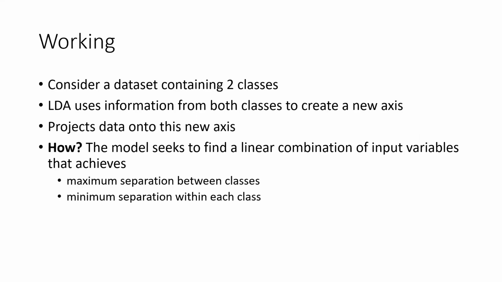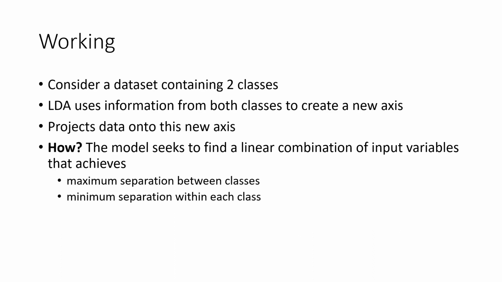So just a small illustration of how this works. For an example, consider a data set containing two classes. It could be something like 1 or 0, male or female, or yes or no. What linear discriminant analysis does is it uses information from both the classes to create a new axis. That is what I meant when I said it draws a line. Basically it creates a new axis, and it projects the data onto this new axis.